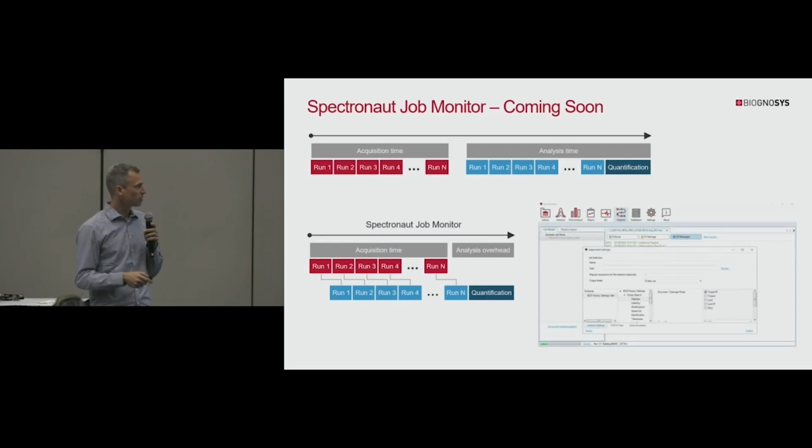This is how the UI is going to look like. So you have some features where you can use regular expressions and so on, so that only the right files are going to be analyzed. And you can also see what you queued in the pipeline perspective of Spectronaut here.